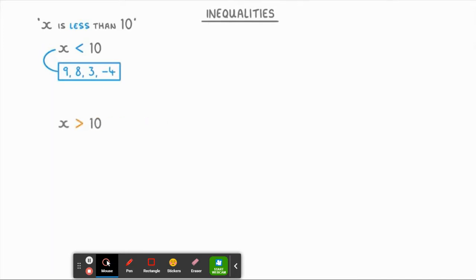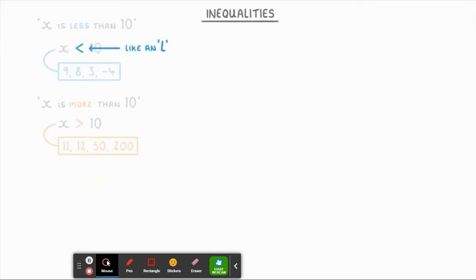Whereas if we had this expression, this one means that x is more than 10. So a number like 11, 12, 50, or 200. The thing that students normally find hardest about this topic, though, is just remembering which symbol's which. So one way that might help you remember it is to remember that the less than sign looks a little bit like an L. So L for less than. And if you can remember that, then you know that the other sign, which doesn't look like an L, must be the more than sign.